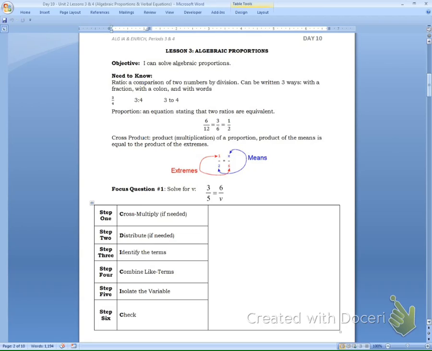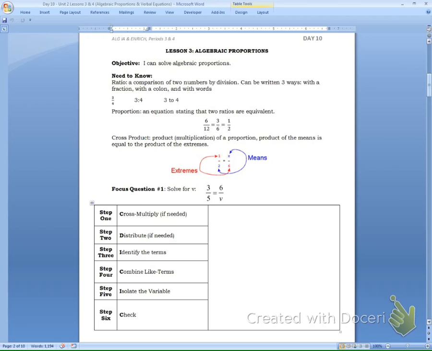Cross product, or cross multiplication, of a proportion: the cross product of a proportion should always be the same. Which means if you multiply the means times the extremes, they should always be equal. You can use this idea to find a missing variable in an algebraic proportion. Let's look at example 1. We have 3/5 is equal to 6 over v, but we don't know what v is.